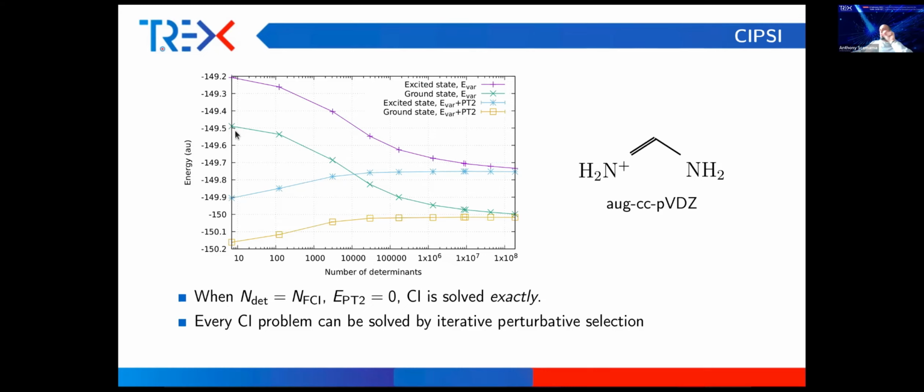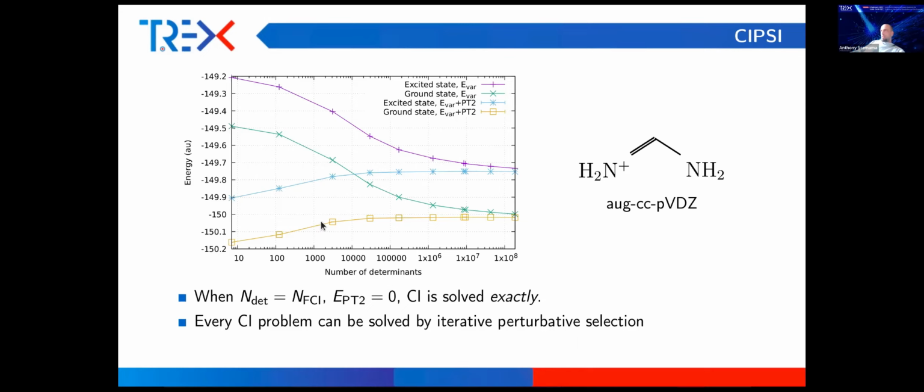You start here with a small number of determinants, then you add a little more, then a little more, and every time you add the most important ones, the ones that will make the energy go down faster and faster. And you see that you tend to converge to the full CI energy for the ground state, and similarly for the excited state.